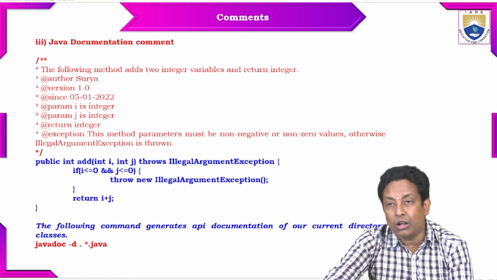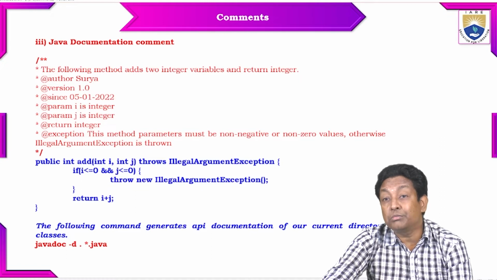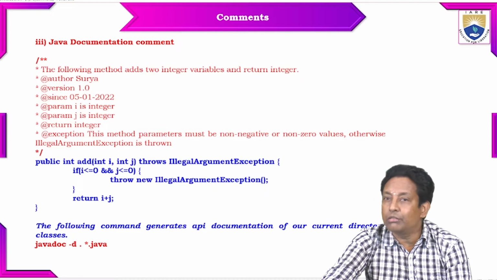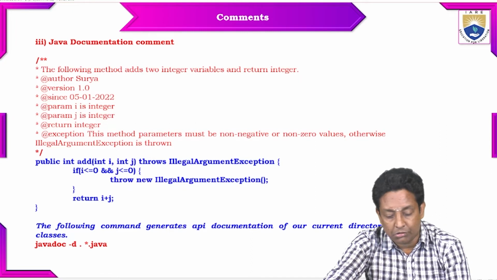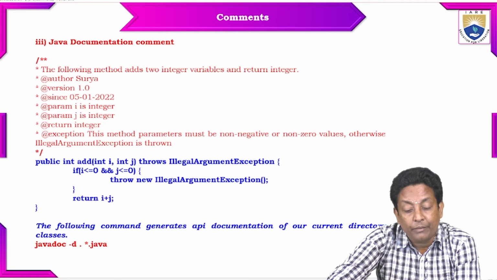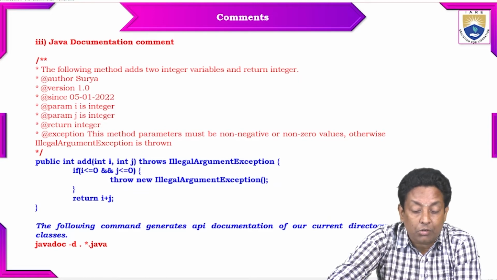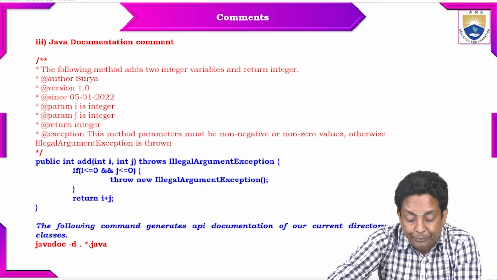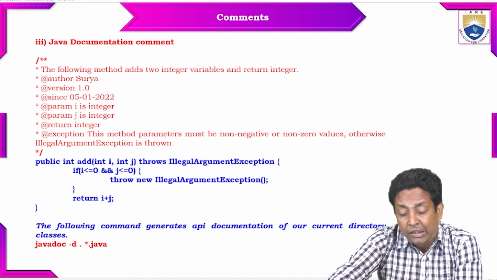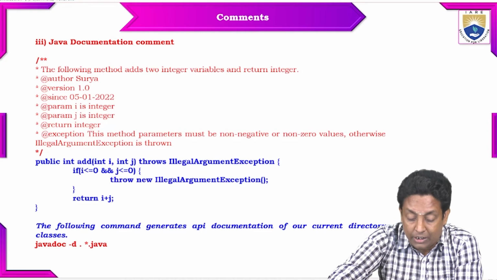Negative or zero value. Methods must be non-negative or non-zero value. That's what. If they are negative or zero value, then an exception comes. So that is how, on top of the method, the brief description is written about the method. And once such methods are implemented in a class, while compiling the class, how do we compile the class?